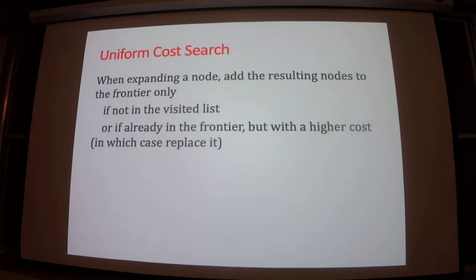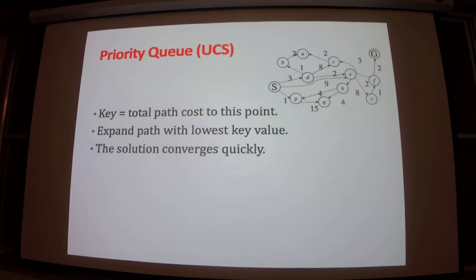So when you're expanding a node, you add results to the frontier only if they're not in the list of things you visited, or if they're already in the frontier but with a higher cost, you replace that cost. Does that make sense? Okay. So let's talk about this priority queue. We have this key value, the total path cost up to that point. We expand the path with the lowest key value. This works pretty well.